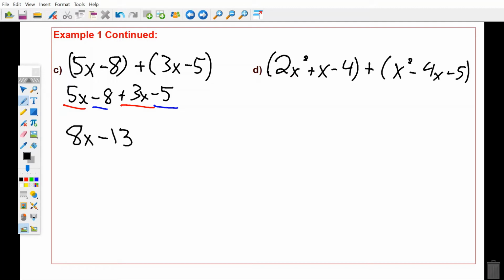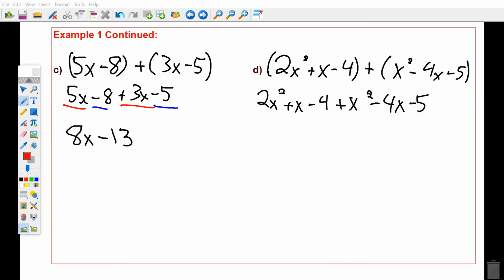Once again, if you struggle with any of those calculations, remember you do have a calculator that can help you add and subtract the numbers if you're not sure. Question D, I've got 2x squared plus x minus 4 plus x squared minus 4x minus 5. First step, there's a plus sign, so I'm going to rewrite with my brackets dropped. This may seem like an unnecessary step, but once we get to the subtraction questions, you will see why it is important.